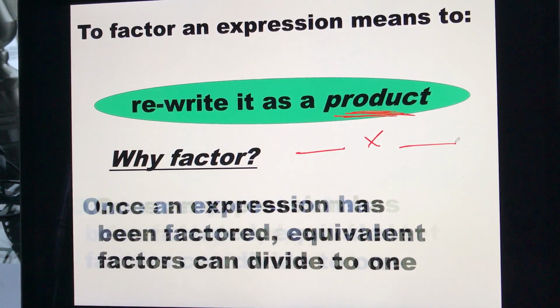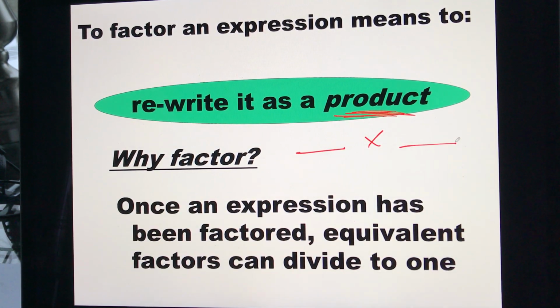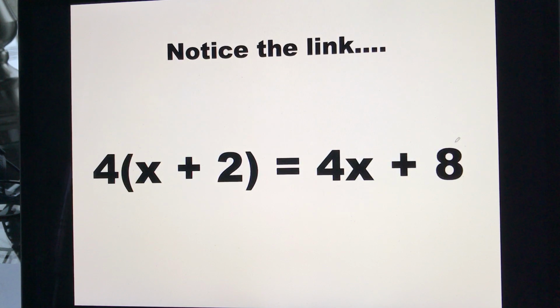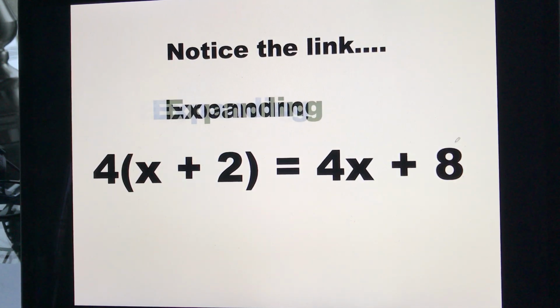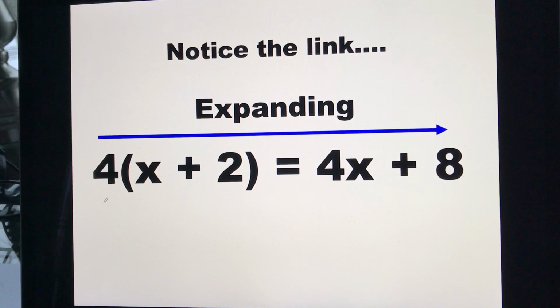Why do we do it? Once an expression has been factored, we can actually divide out equivalent factors. I want to notice the link here as well at this point. If I have this initial expression on the left, 4 bracket x plus 2, and I'm told to expand that, we use the distributive property. We go 4 times x, that gives us 4x. We do 4 times 2, that gives us our 8. That's the expanding part.